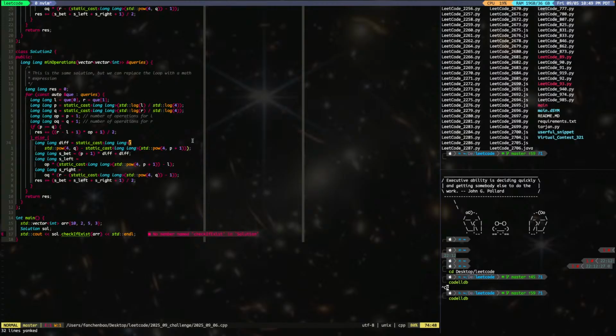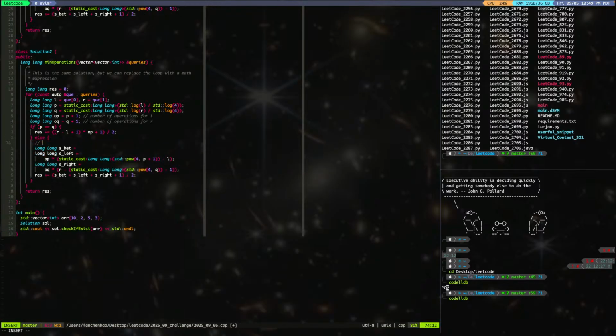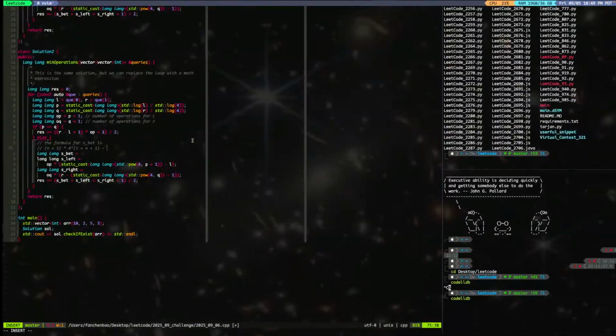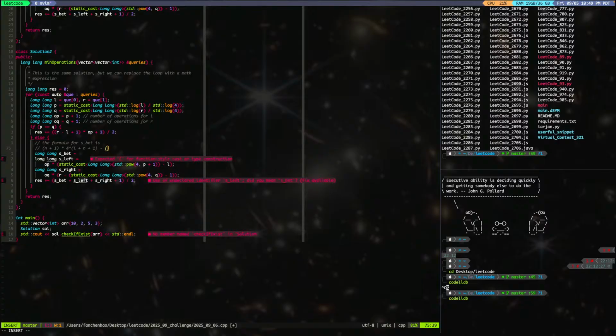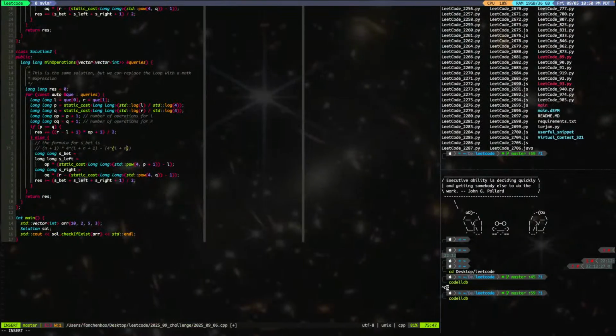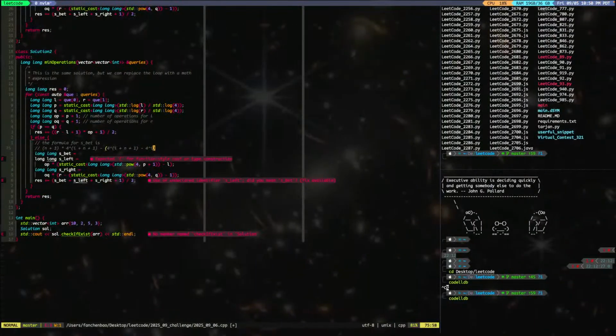Hold on. So here, the formula for SBET is n plus 1 times 4 to the power of I plus n plus 1, minus 4 to the power of n I plus n plus 1, minus 4 to the I, the whole thing divided by 3.